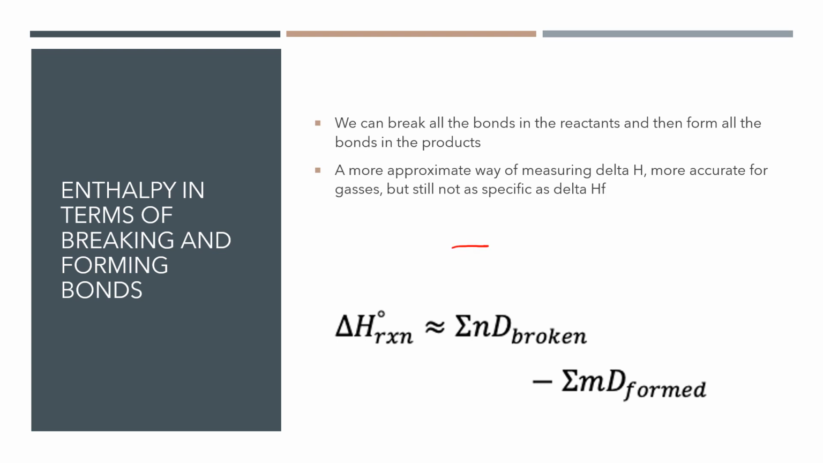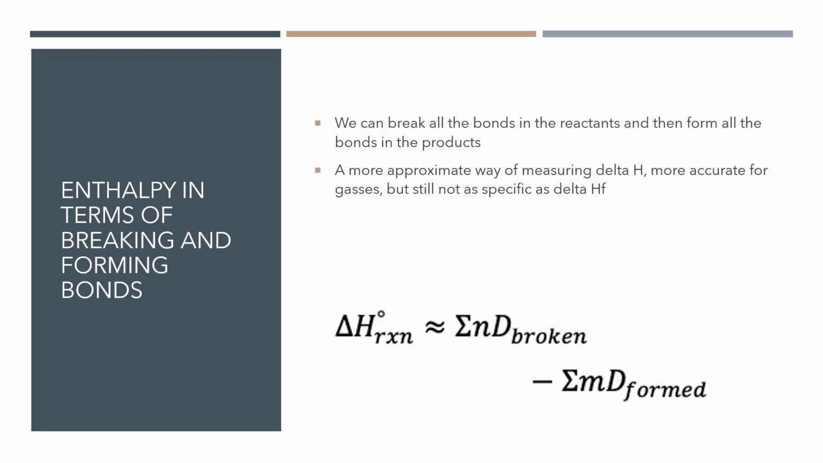When bonds are broken, so let's say we have carbon and carbon, if a bond is broken, that is going to require energy. So that's always going to be positive. When a bond is formed, it's going to release energy, and if it releases energy, that should give you a negative change in enthalpy.